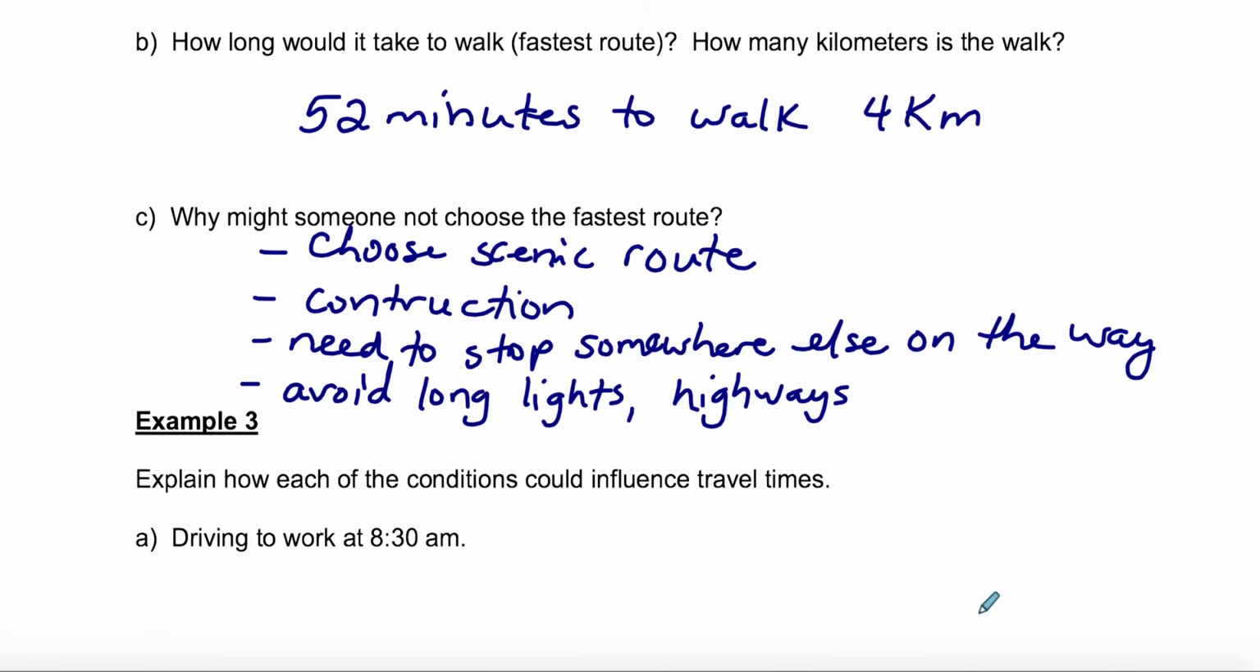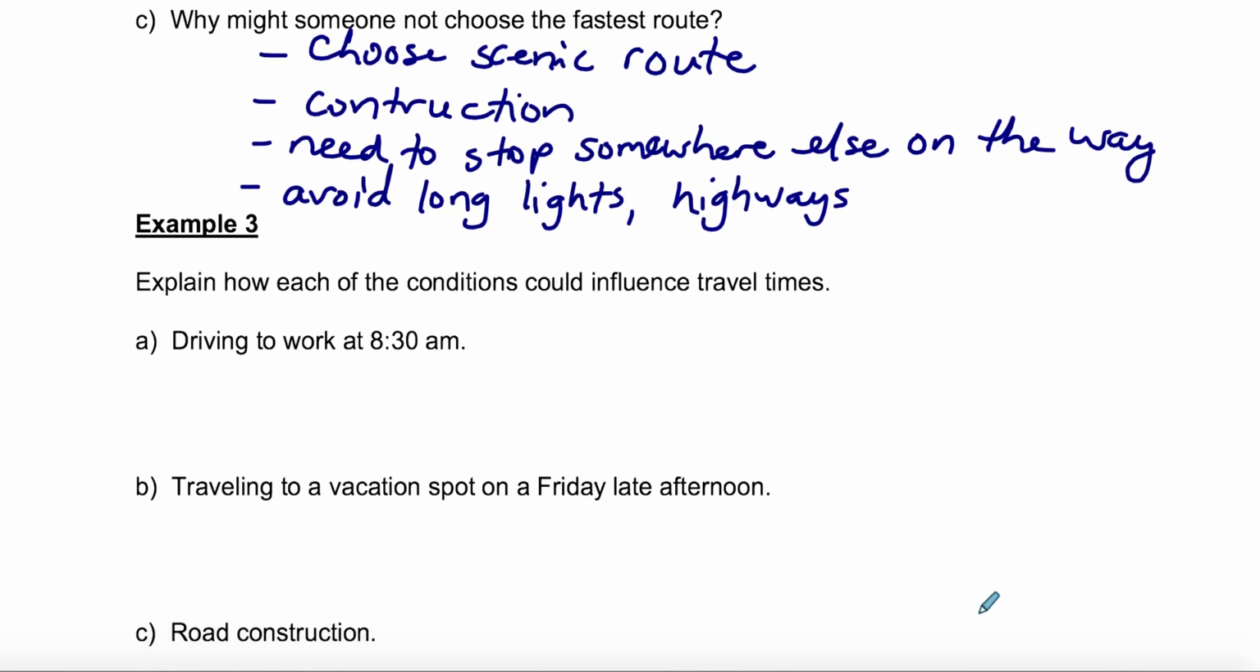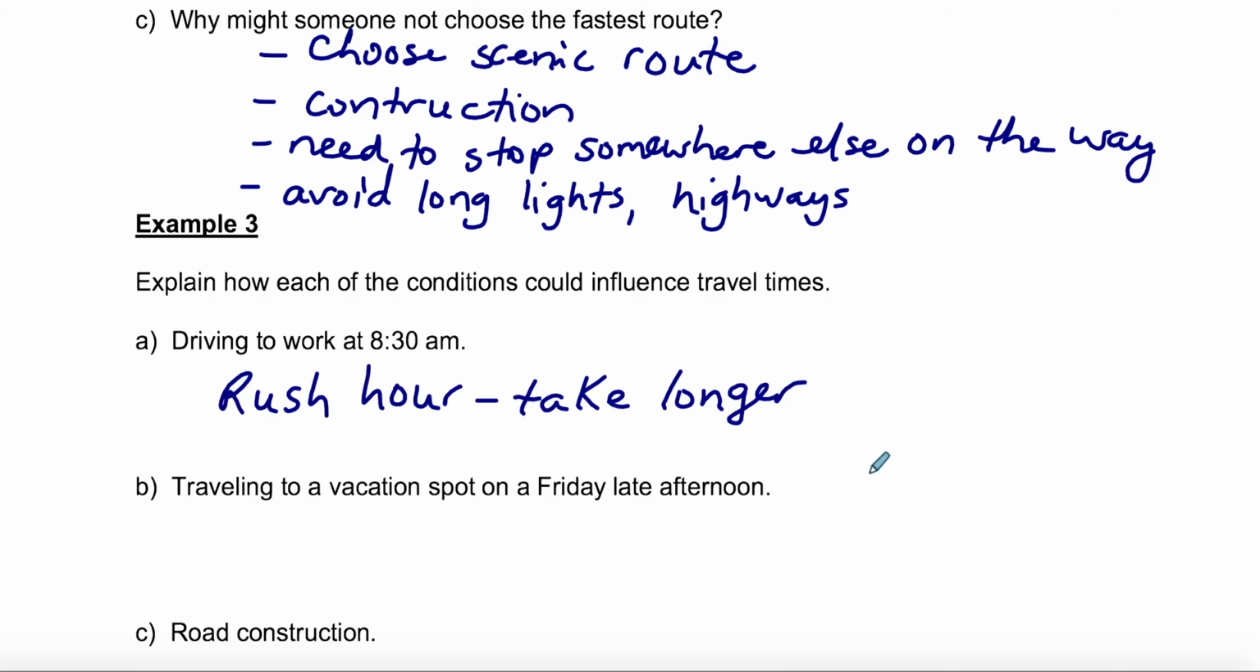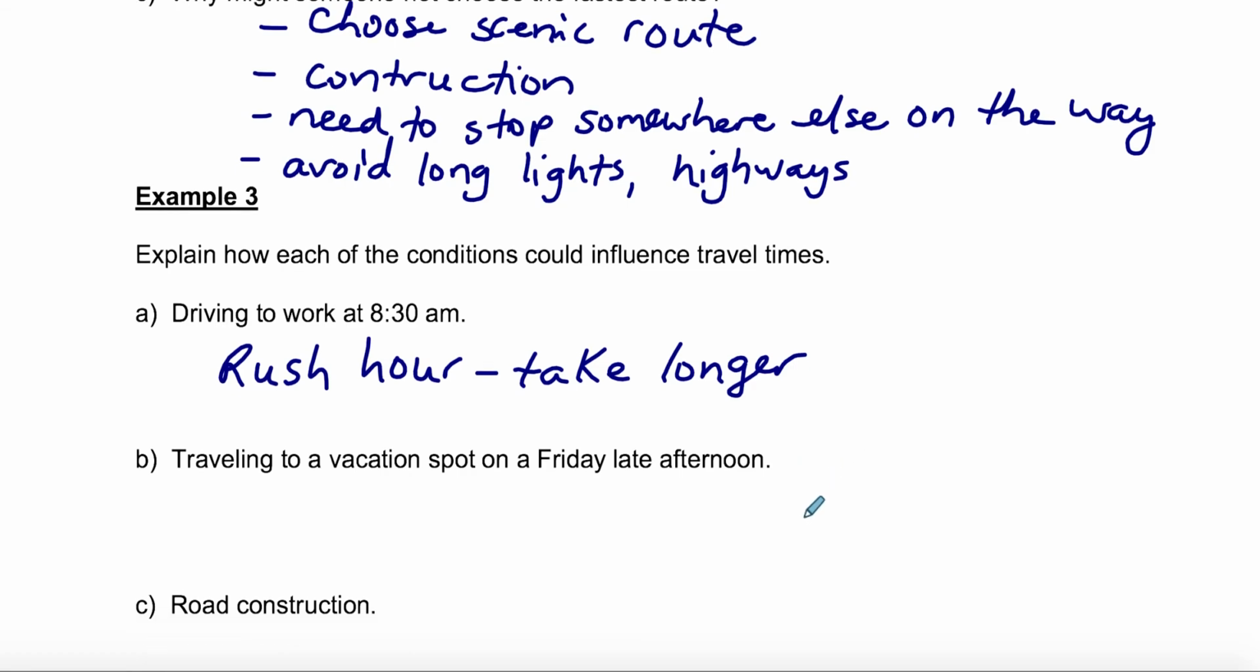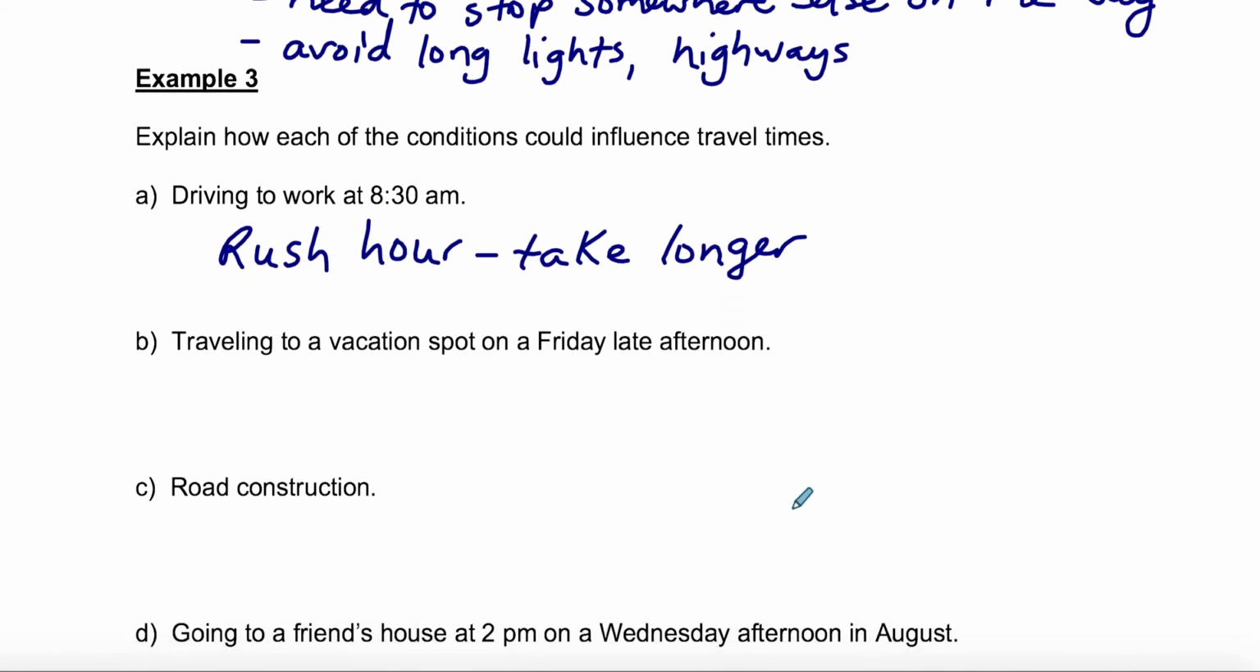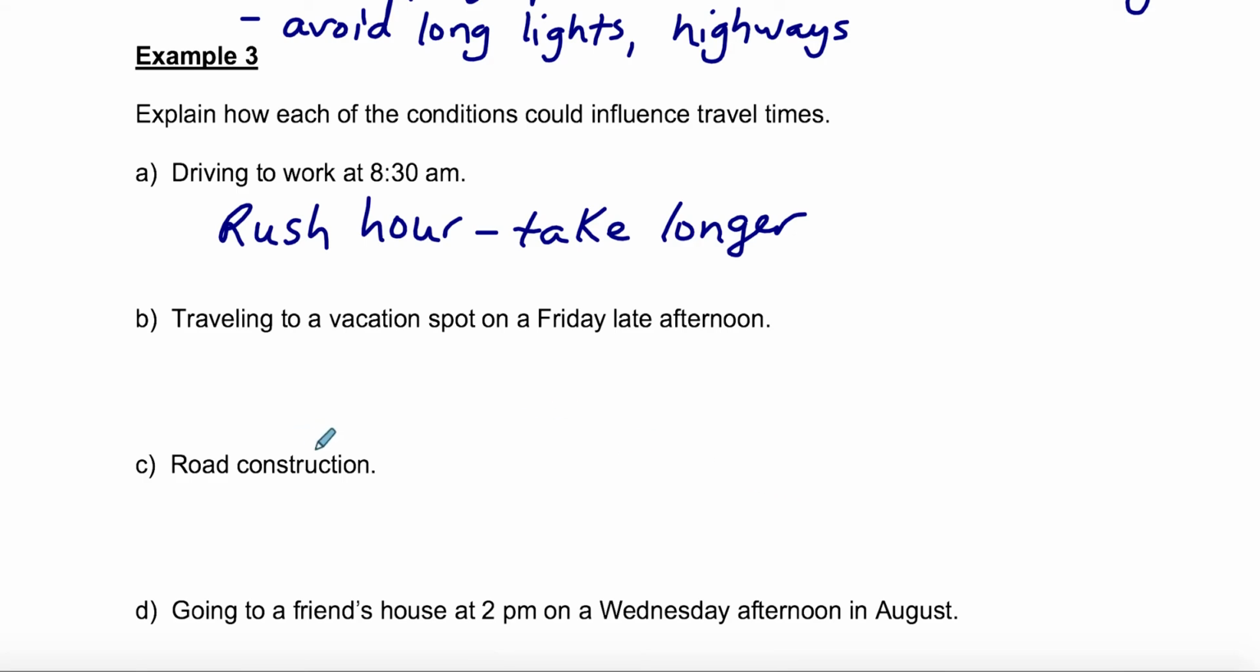And then example 3, explain how each of the conditions could influence travel times. So driving to work at 8:30 in the morning, if I look at Google Maps, sometimes they adjust for accidents or construction, and they'll tell you that it's going to be delayed. But how would driving to work at 8:30 in the morning affect your travel time? This would be rush hour, and that would be really important in bigger cities where you could be really stopped on the highway for long periods of time.